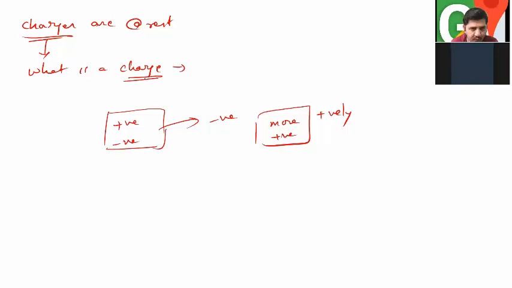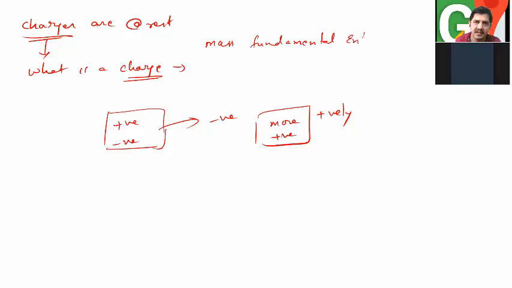Now let me ask you one more question. Instead of charges, what do you understand by mass? When I ask you what you mean by mass, do you have any answer? It's a measure of the inertia of a body, and you can say that this is a fundamental entity, right? You can say that the mass is a fundamental entity.